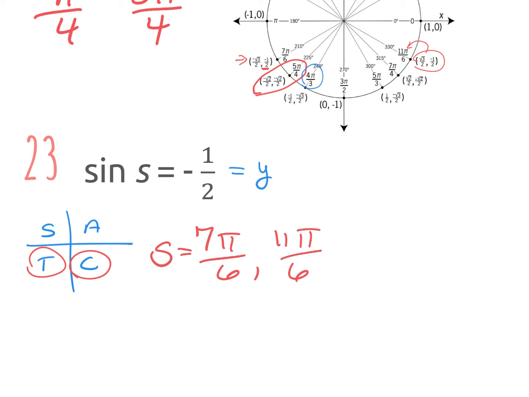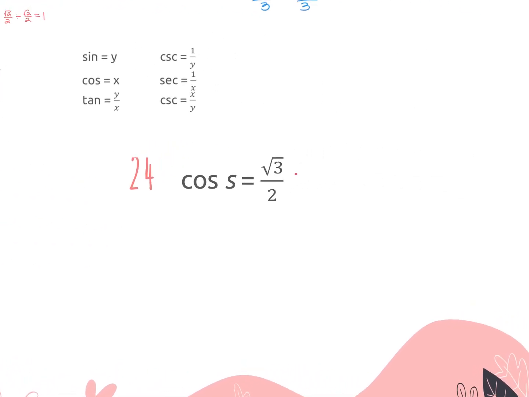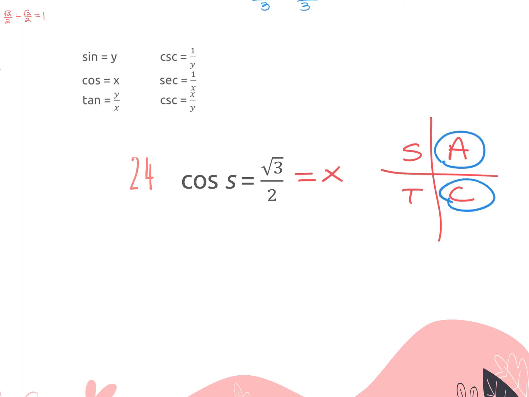For cosine, again, cosine is going to look at x. Let me narrow down the quadrants to look in. All Students Take Calculus: cosine is positive here and here. I'm looking at my ordered pairs to find out where x equals the square root of 3 over 2.